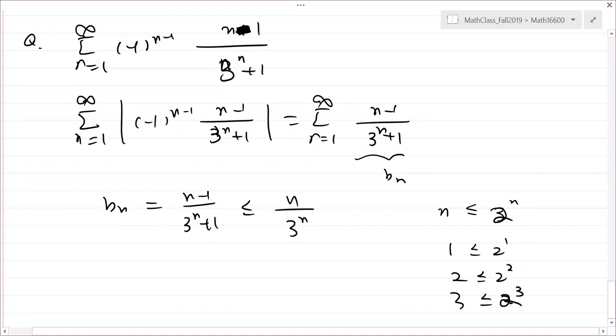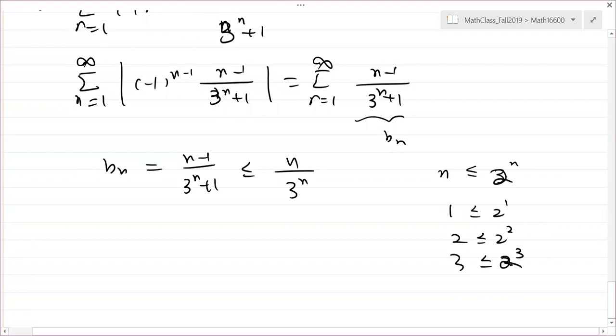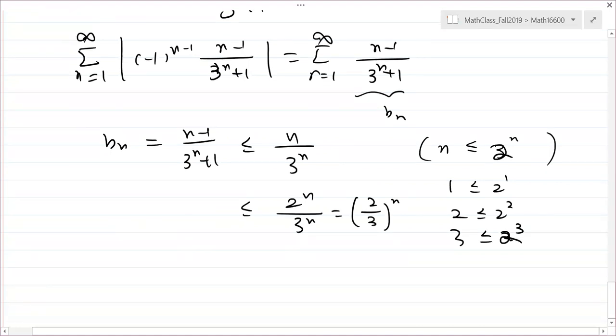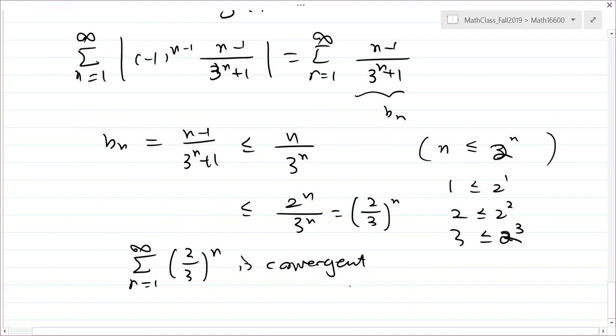After that, the term on the right-hand side grows much faster. That's why we call it exponential growth, right? Exponential growth grows much faster than polynomial growth. This is a simple inequality. If you can quote this simple inequality, then this is going to be n over 2 to the n, or n over 3 to the n. Why do I have to use 2 to the n instead of 3? Because I really want to make this one a geometric series. This is convergent, obvious by the geometric series, because r equals 2 over 3, less than 1.